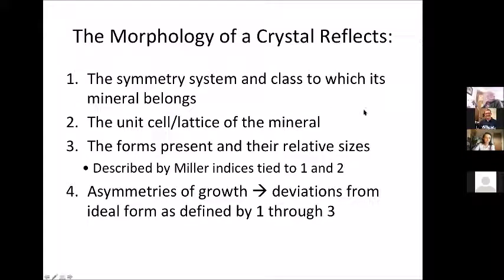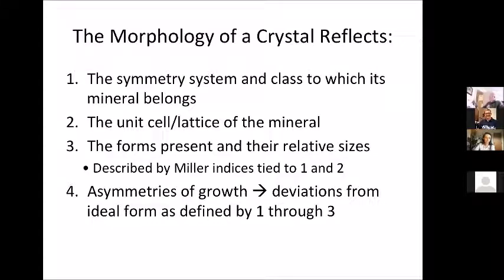So what we really see is that the morphology, the shape of a crystal reflects, first of all, the symmetry system and class to which the mineral belongs. It also reflects the shape of the unit cell and the lattice within that symmetry system and class. And then finally, it reflects the forms that are present and their relative sizes. And this is where the Miller indices, which are tied to the first 2 items, serve to quantify the shape of the crystal.